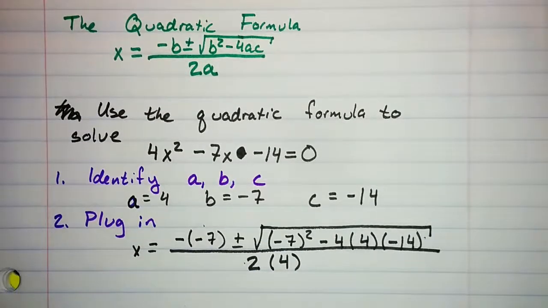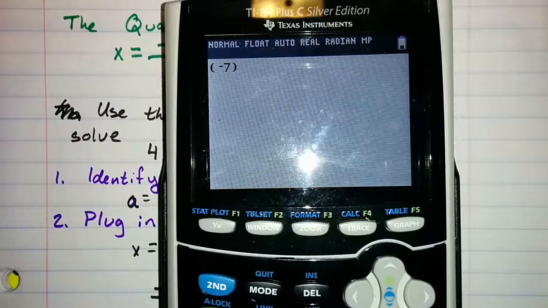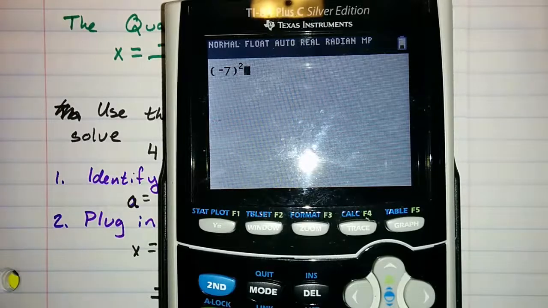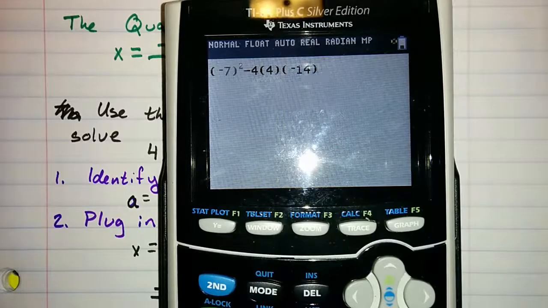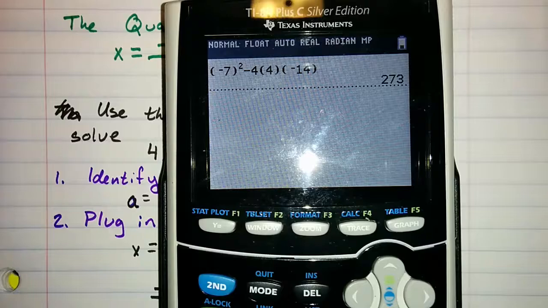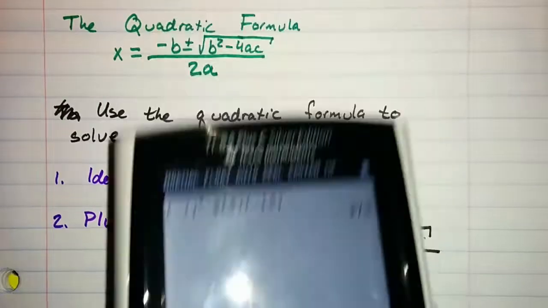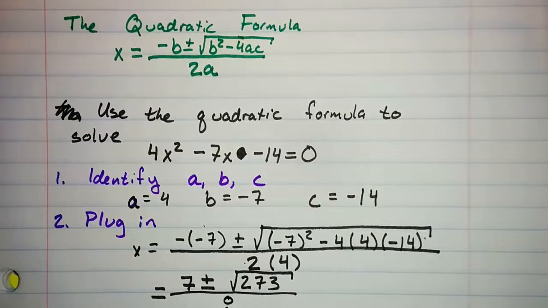All right, what would we do next except do the arithmetic? So negative negative 7 is positive 7. Inside the radical, I'll have negative 7 squared minus 4 times negative 14, which is 273. And then this is all over 8.